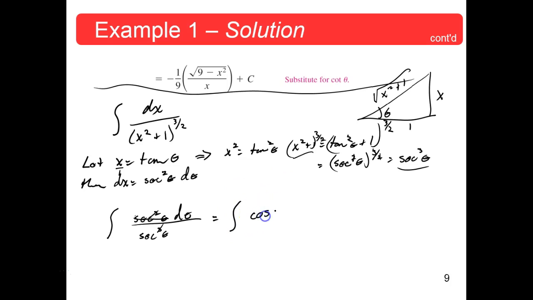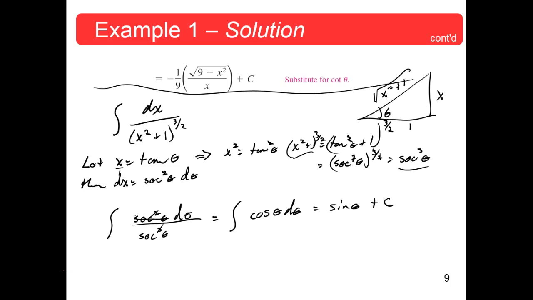Cosine theta d theta. You know, I'm coming close to being able to do that myself. What is that? That's sine theta plus c. But we don't want to leave it in terms of sine, or in terms of theta. We want it in terms of x.